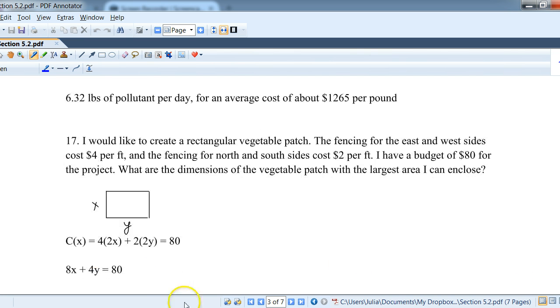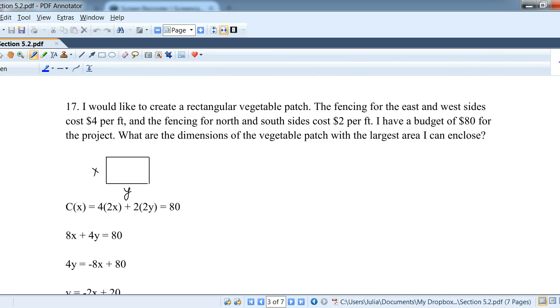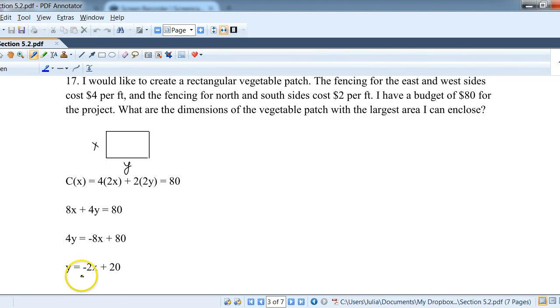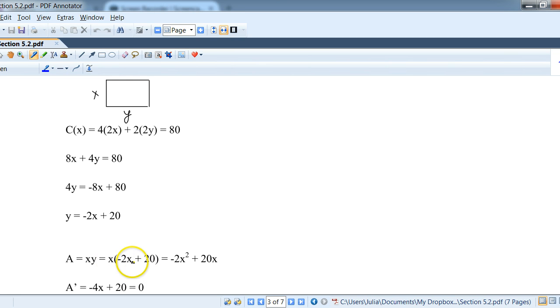And you can simplify the cost. We get 8x plus 4y equals 80. Once again, we can solve for y. Move the 8x to the other side, negative 8x plus 80. And so we get y equals negative 2x plus 20 if you divide by 4. Now we can plug it into the area to make it all in terms of x. So we get negative 2x squared plus 20x. Once again, we have an upside down parabola. We have something like this.